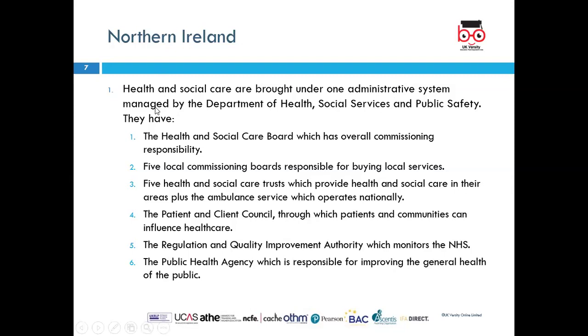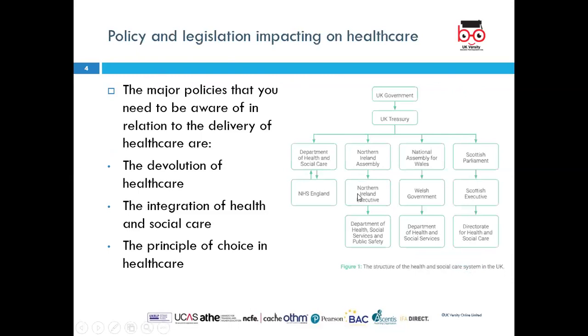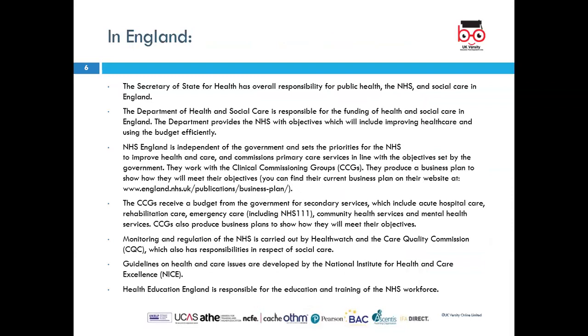Again, I'll go back. Here, Northern Ireland has the Northern Ireland Assembly, under which there is the Northern Ireland Executive, which then deals with the Department of Health, Social Services and Public Safety. Then you have the National Assembly for Wales, the Welsh Government under it, and under that is the Department of Health and Social Services. So we'll talk a bit about Wales.